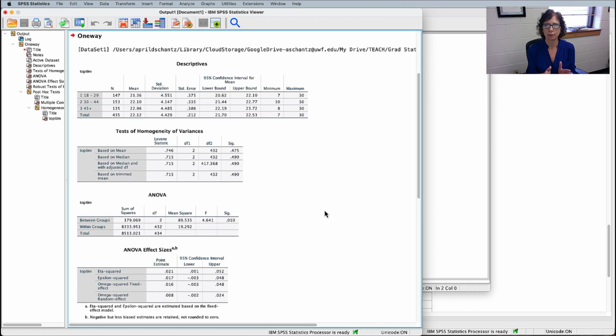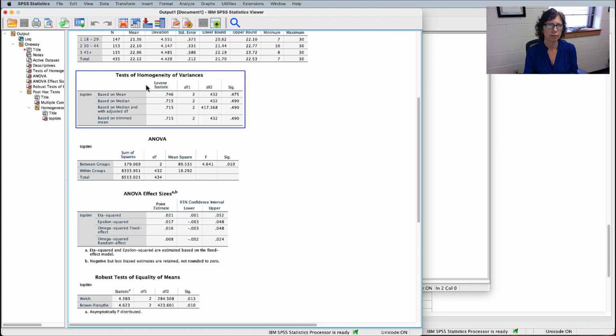And now we have lots of information here, right? We'll take this just one table at a time. In our descriptives, we have just what we said, our descriptives. We have how many were in each group. 147 participants were in the group of 18 to 29-year-olds. We have the mean and standard deviation of total optimism for each of those groups. And that's really helpful for setting up a descriptives table.